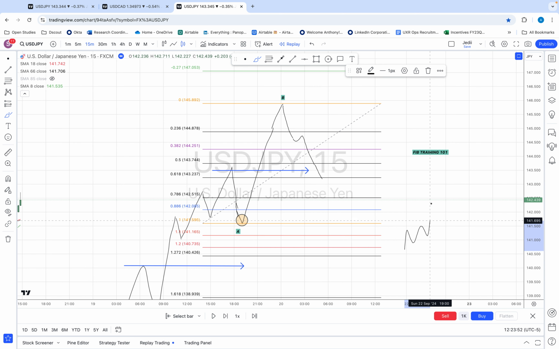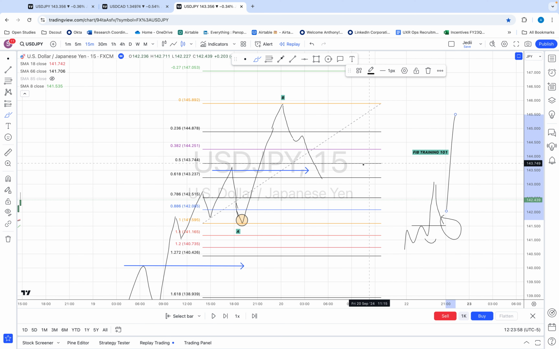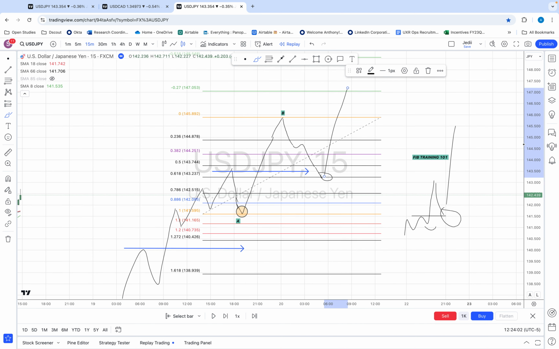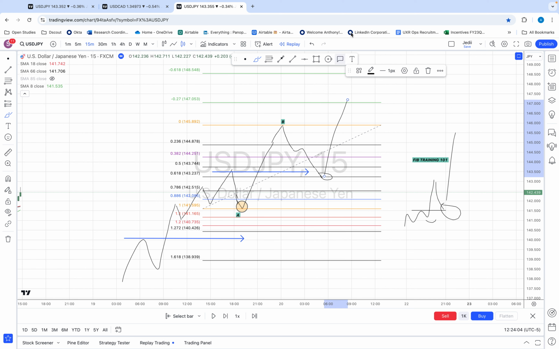We had a higher low, then we had some breaks of resistance levels, then we had our entry base point. Let's just say we took our entry somewhere in here. Market went all the way up to the negative 27. Our entry was our point C. The same process repeats itself over and over again.